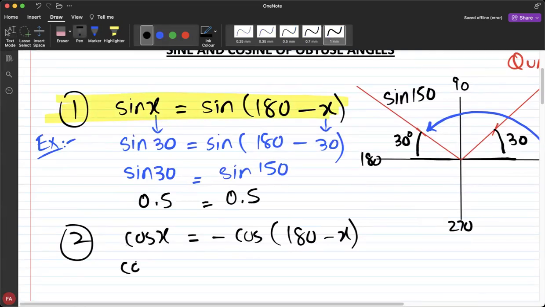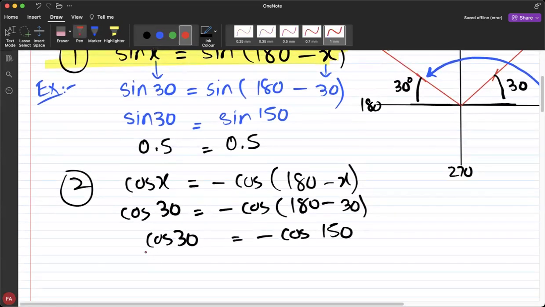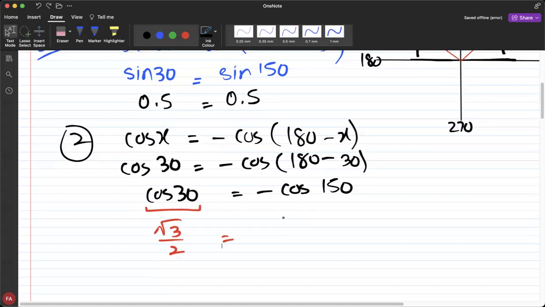In a similar way, the second property over here, let's again take the same example with the same value, which is cos 30. So let's say we have cos of 30, and then we have minus cos of 180 minus 30. This would give you cos 30. And on the right side, we'll be having minus cos 150. Now, everyone, cos 30 in your calculator should give you square root 3 over 2. In a similar way, if you did minus cos 150 in your calculator, that should also give you square root 3 over 2. But of course, there's a negative over here.